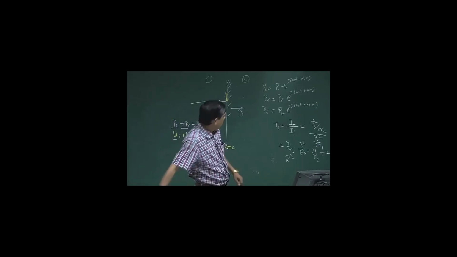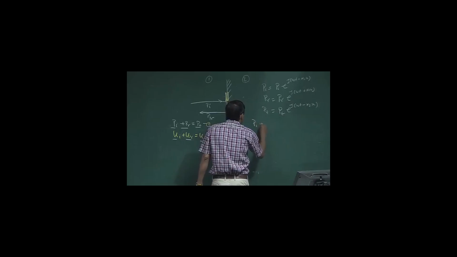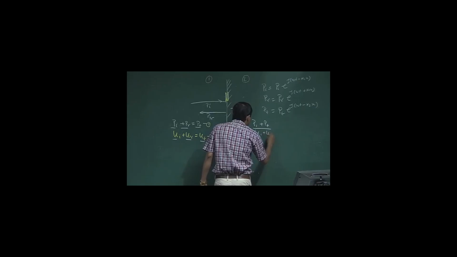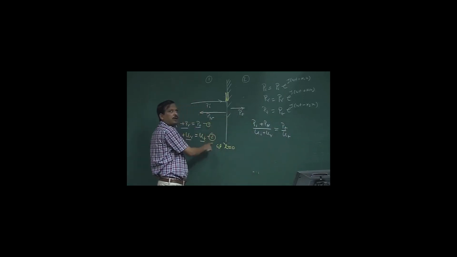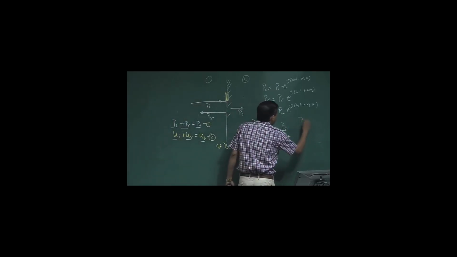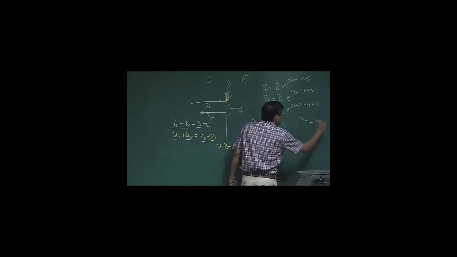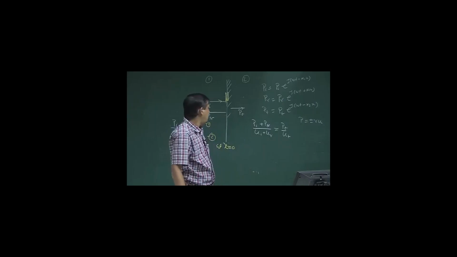Now I divide equation number 1 by equation number 2. So, I can write Pi plus PR divided by Ui plus Ur is equal to PT by Ut. Equation number 1 divided by equation number 2. Now, what is the relation between P and U? P is nothing but plus or minus R times u, where R is the acoustic impedance.